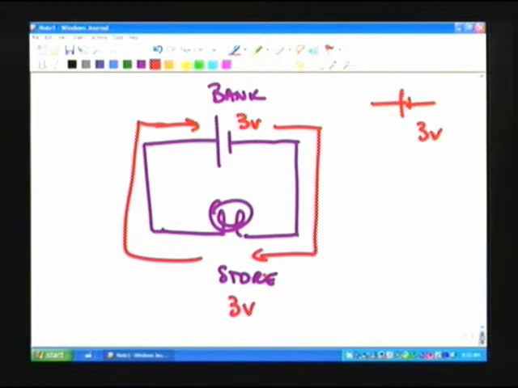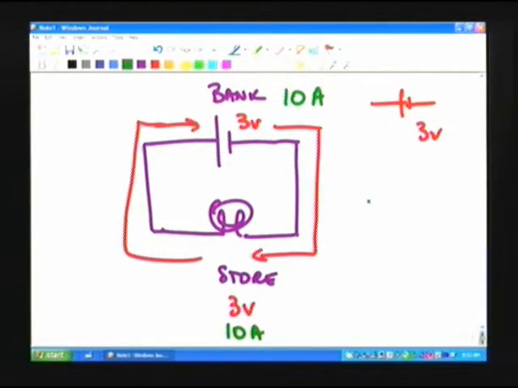Now, as far as shoppers are concerned, let's say I had 10 shoppers. If I had 10 shoppers, that means I have 10 amps as far as current is concerned. If I have 10 shoppers coming through the battery, that means I'm going to have the same number of shoppers going through the bulb. So therefore, I have 10 amps there.